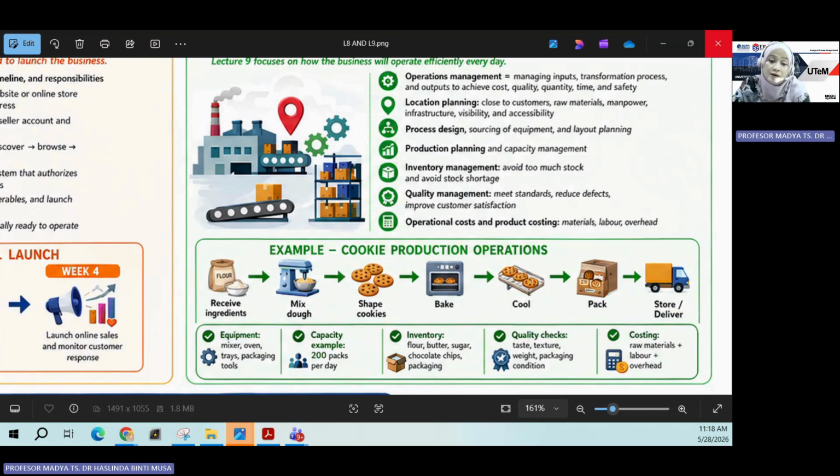You see again these two topics. Lecture 8, just now I said, becomes the implementation of the digital launch. It explains how the business will be digitally built and launched. And then lecture 9 becomes the operations or production plan, where I already explained how the business will run every day. You should explain your location, the process flow, the equipment used, the layout, capacity, inventory, quality control, operational costs, and so on.